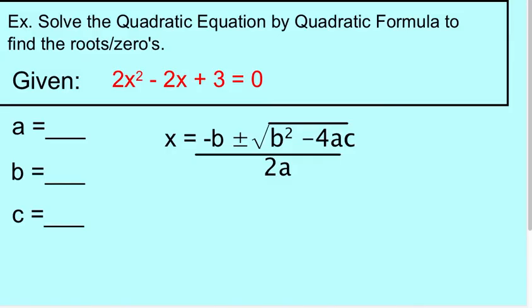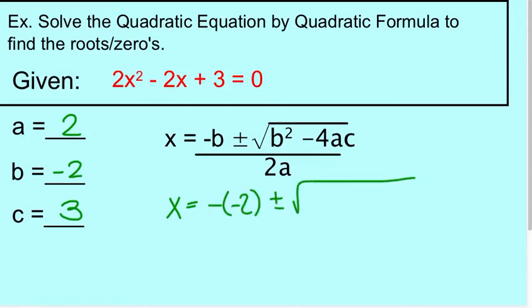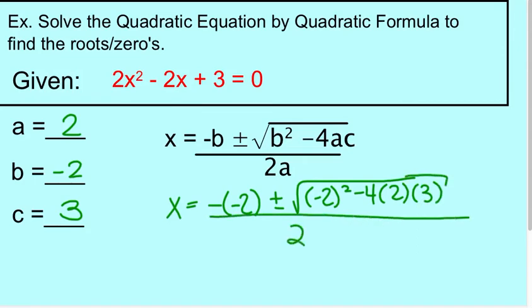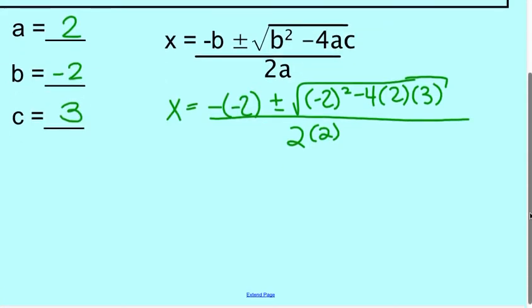Second example. Again, we're going to use the quadratic formula. It's in standard form. a is 2, b is negative 2, and c is 3. We'll substitute into the quadratic formula. x equals negative b, so negative 2, plus or minus the square root of b squared, negative 2 squared, minus 4ac, all over 2a. So we've now substituted everything into the quadratic formula.